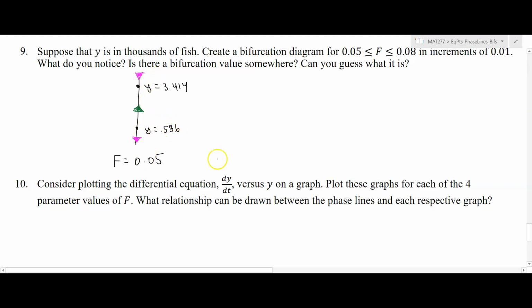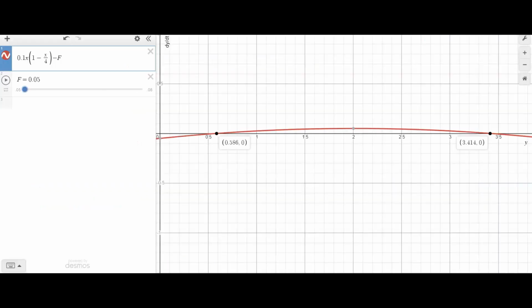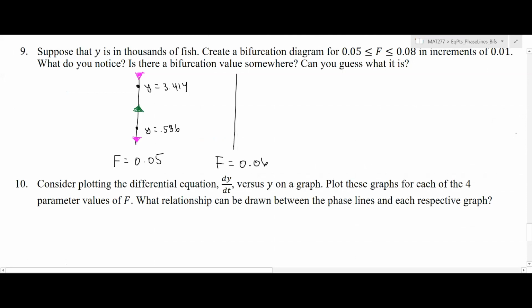Now if I increase this parameter just slightly and make it 0.06, let's see what happens to the equilibrium points now. I can just come over here and drag this slider to make it 0.06. And now let's see what happens. Oh, look at that. So now I have to have at least 735 fish, because if I have fewer than that, my dy dt will be negative, and that means that my population will go into extinction. And now that I'm fishing more, my carrying capacity has been decreased sizably. 0.735, 3.265.